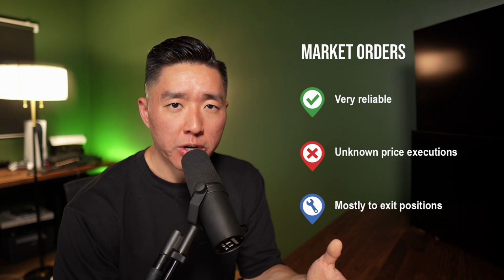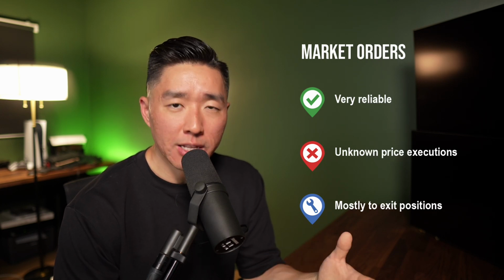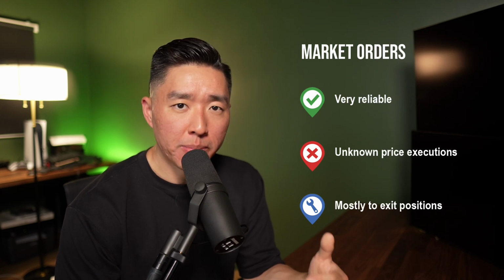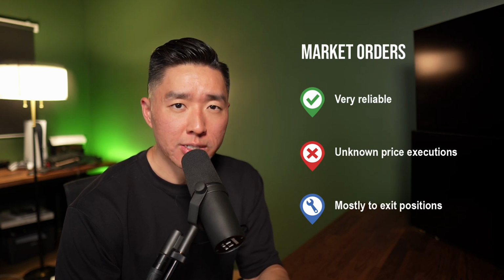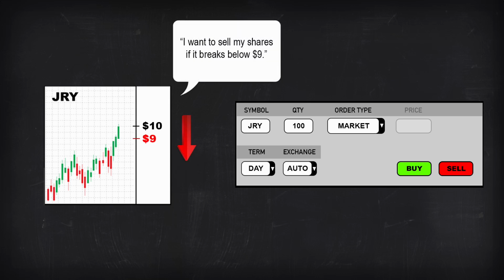So what I mostly use market orders for is getting out of positions, because if a stock is completely falling apart and going against me, at that moment, I'm less picky about my price and more focused on cutting my losses and getting out before it does any further damage. So if I own shares of JRY at $10 and I don't want to be in this thing if it ever drops below $9, I can get out by putting a market order to sell once I see it drop below that price.